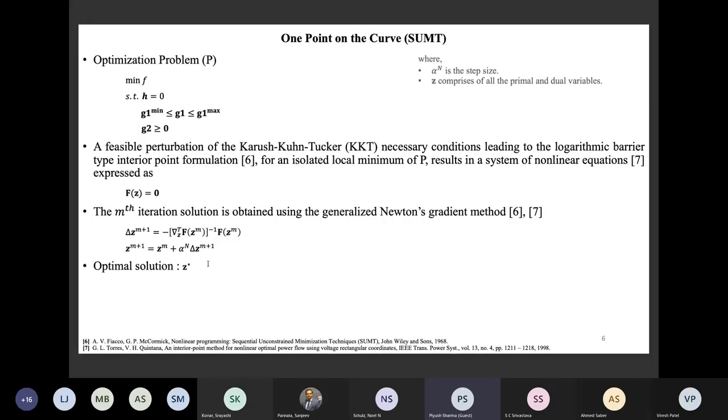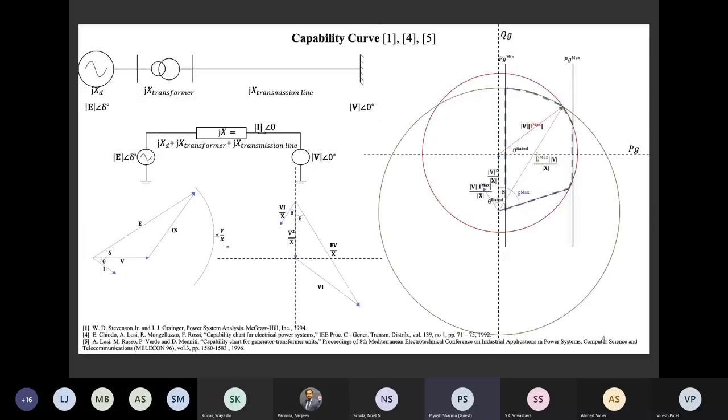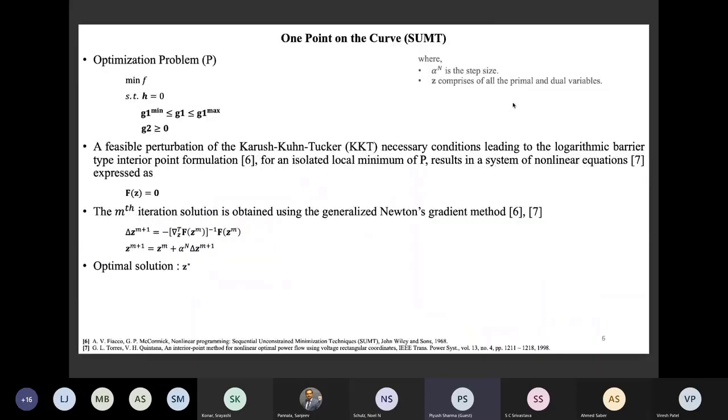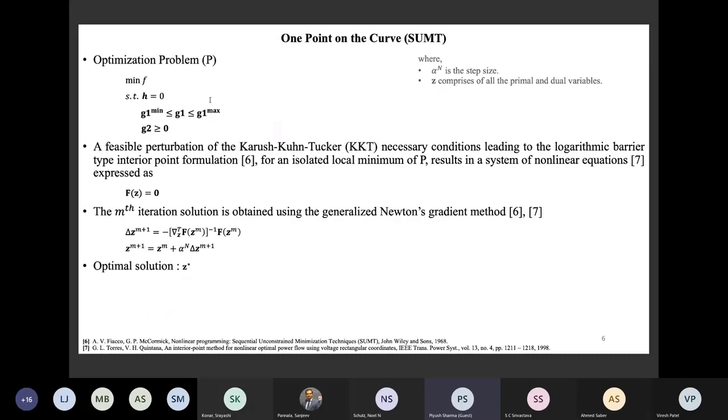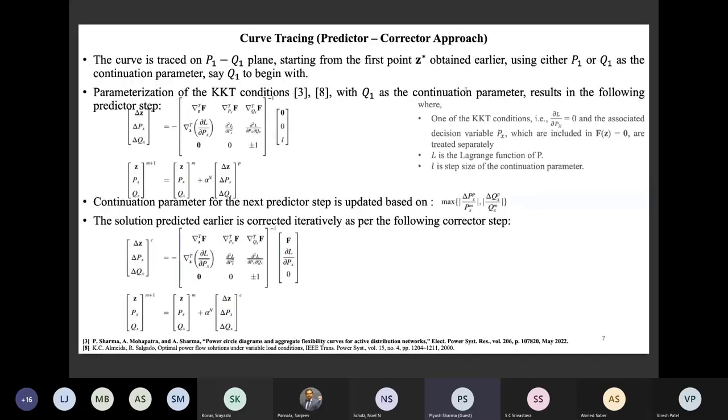Now, when we do this, we get one particular point on the curve, which is essentially, let's say for theta equals 0 for a synchronous machine, we get this particular point. Now we have to trace the entire curve. So we can either repetitively solve an optimization problem, or we can use, what we have done, a predictor corrector approach. We have sequentially traced the set of all the optimal solutions on the boundary of the aggregate flexibility curve. So that flexibility curve on the P1 Q1 plane is traced starting from the first point that we obtained using this SUMT technique, using a predictor corrector approach, using either P1 or Q1, let us say Q1 to begin with, as the continuation parameter.